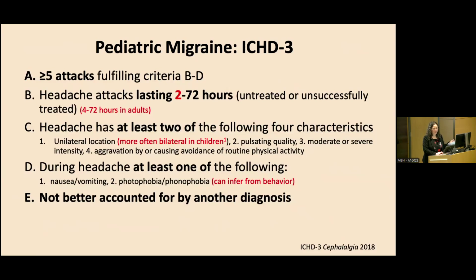This is what we use in pediatric headache to classify different headache disorders. These are the diagnostic criteria for migraine. I've highlighted in red the areas where they vary from those in adults. Attacks might be shorter in children. They can be as short as 2 hours untreated or unsuccessfully treated, whereas in adults, that would be 4 hours. Headache is more often bilateral than unilateral in kids with migraine. That's true really through their late teens, early 20s. So a bilateral headache should not dissuade you from making a diagnosis of migraine.